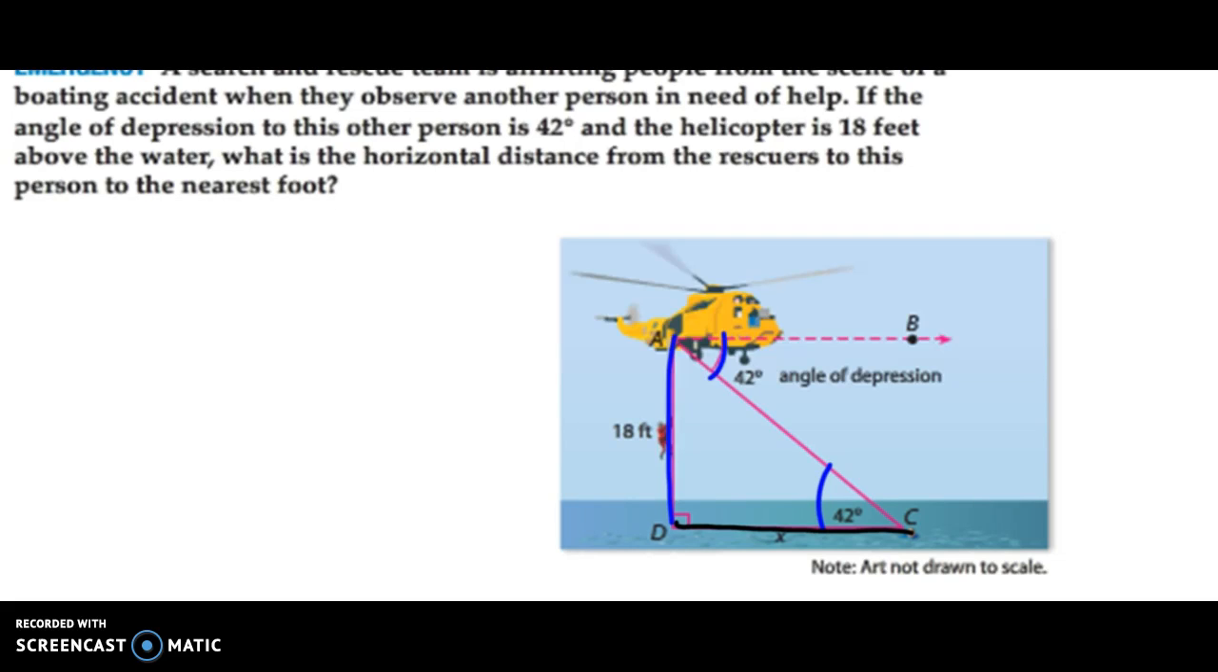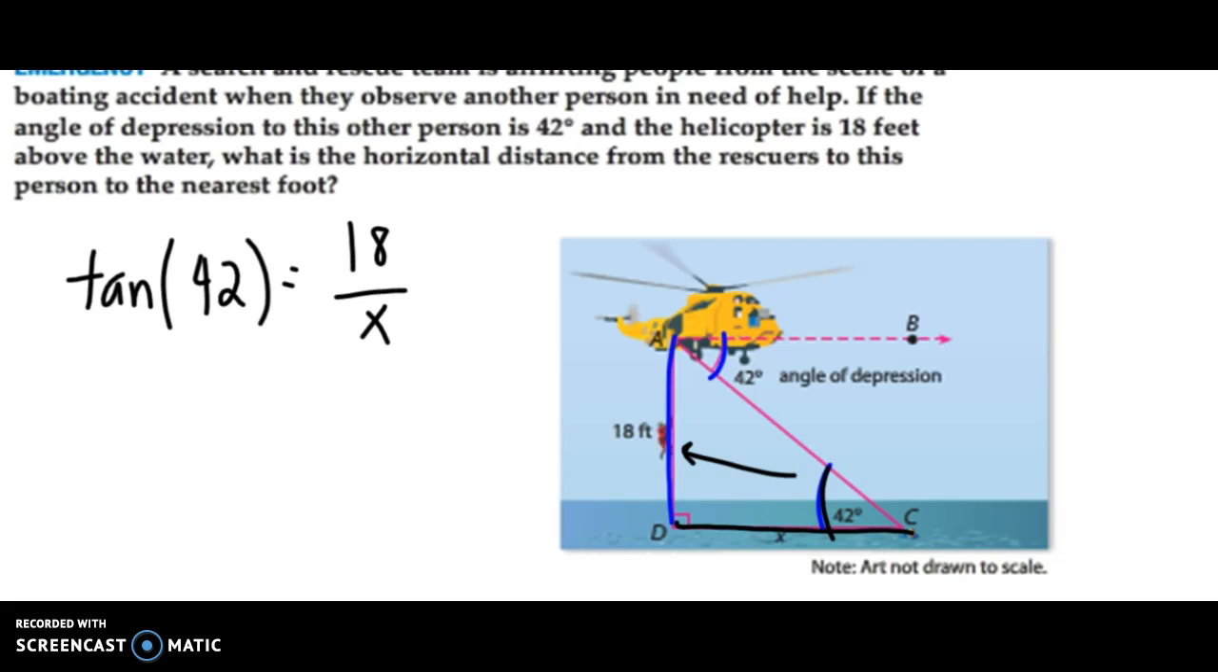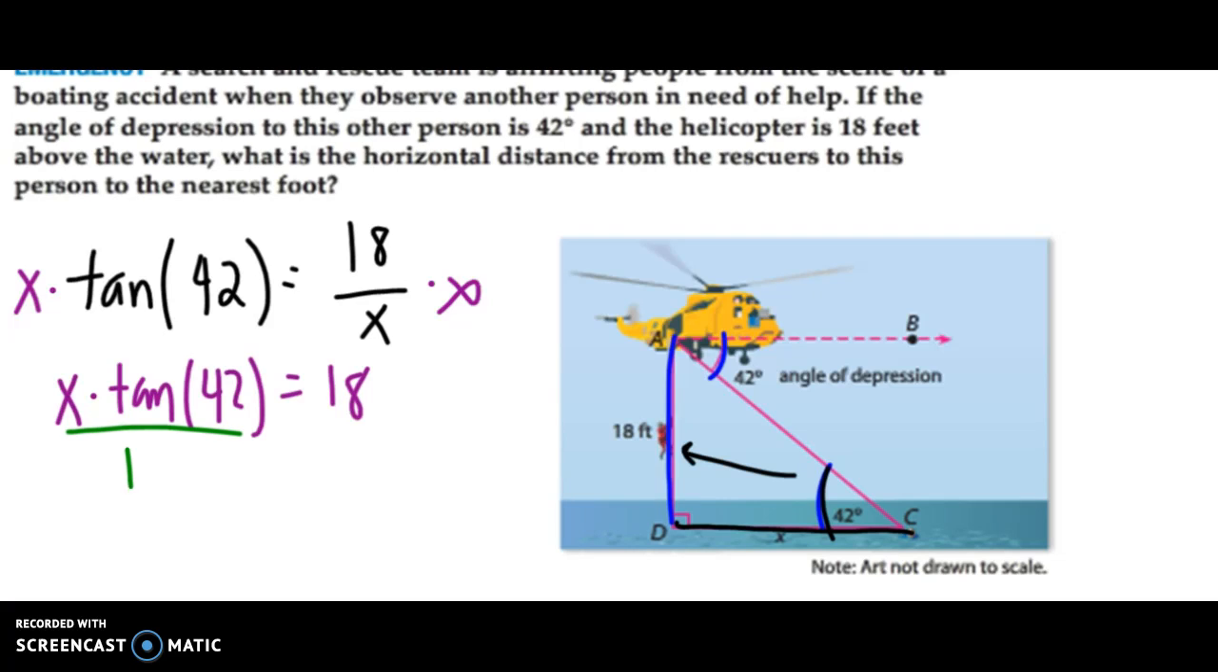So again, I know an angle, I know the opposite side, and I'm looking for the adjacent. So that again is tangent. The tangent of 42 degrees is equal to 18 feet over x. Multiply by x on both sides. So I get x times the tangent of 42 degrees is equal to 18. Divide both sides by tangent 42.